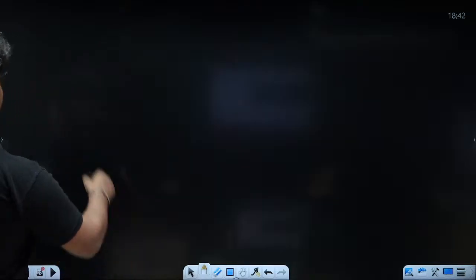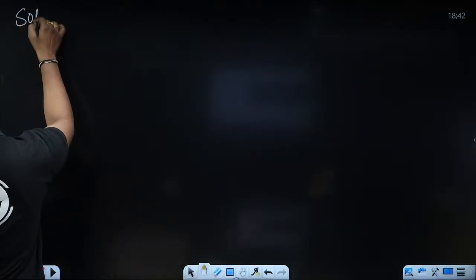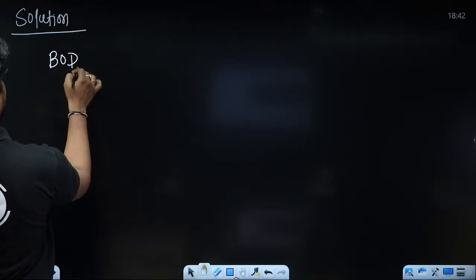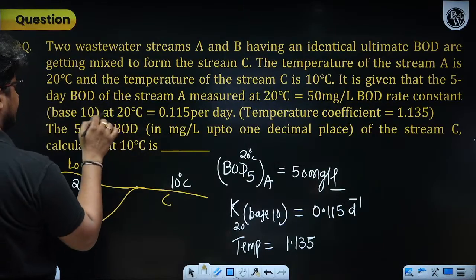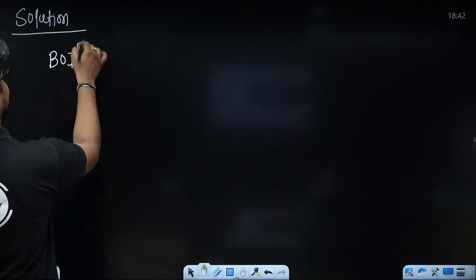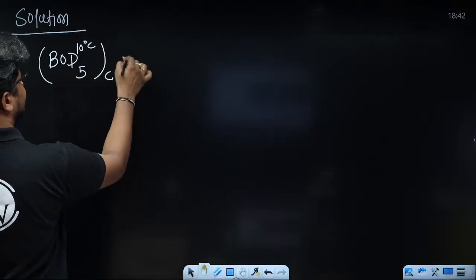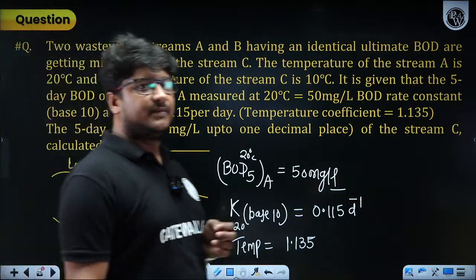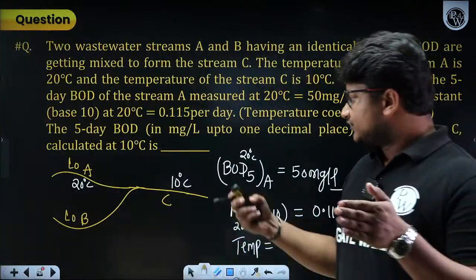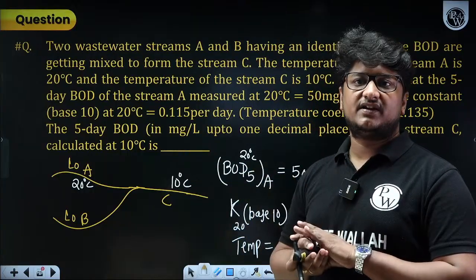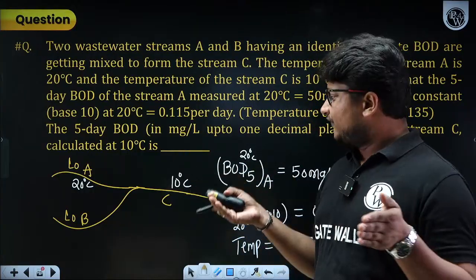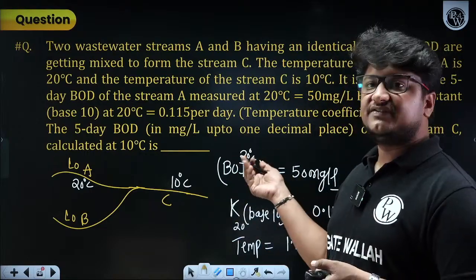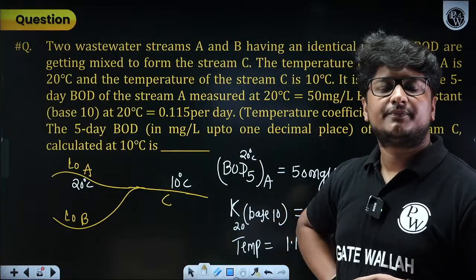Now see the solution first. What they want from you, let me write that first. It is BOD at 5 day at 10 degrees Celsius for stream C. As you know, both A and B have the same ultimate BOD, so the mixture will also have the same BOD. Am I right or wrong? If you mix A and B and both have the same ultimate BOD, then even C will also have the same BOD. Am I right or wrong?